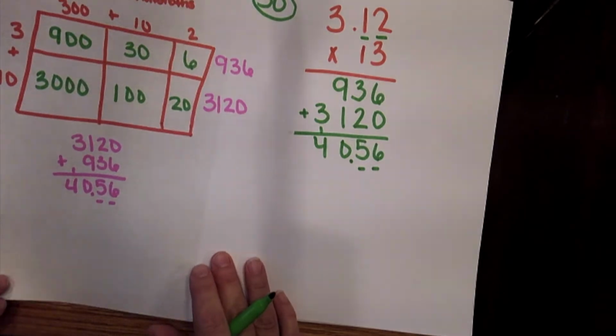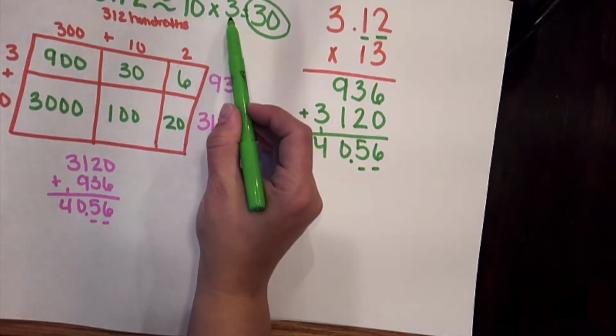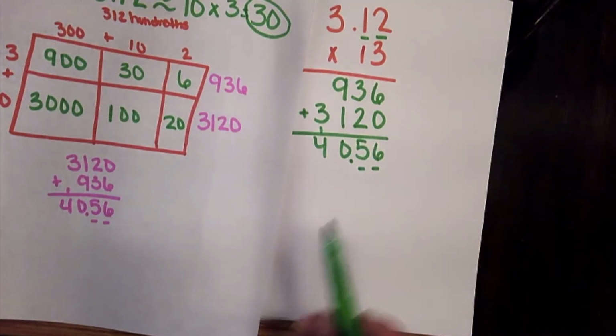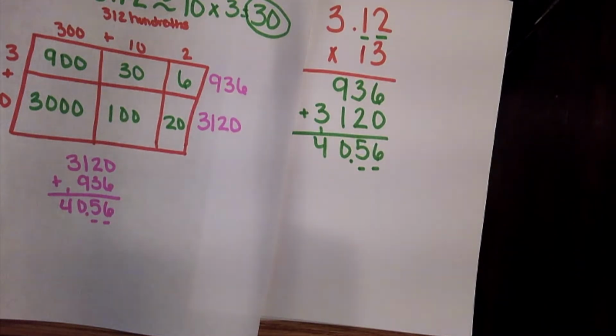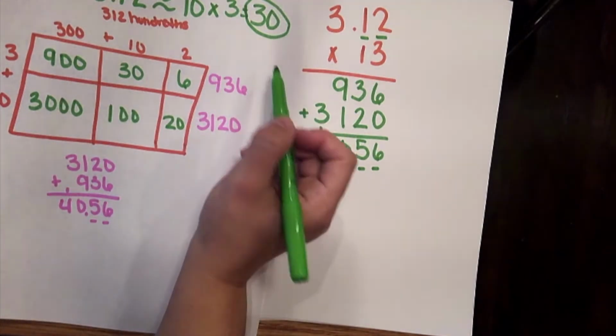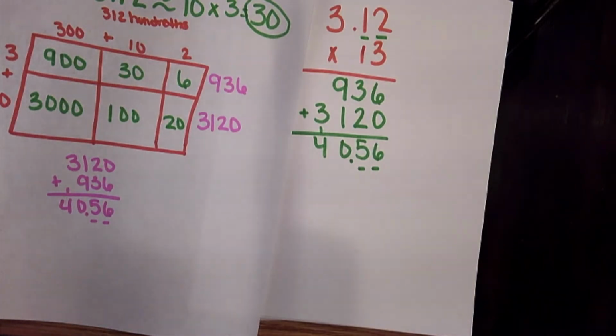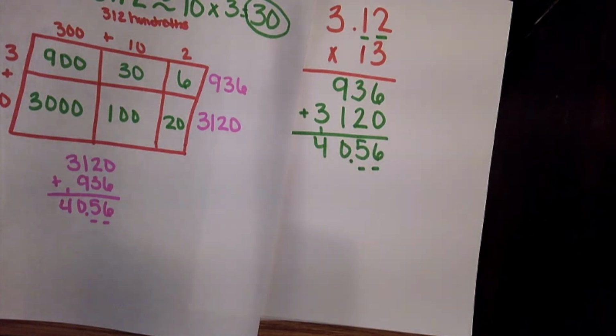And when we look back to our estimation, 10 times 3 is 30. Well, we're off by 10, but 40 and 56 hundredths is not that far from 30 to not say this is a reasonable answer. And we probably did this correctly.